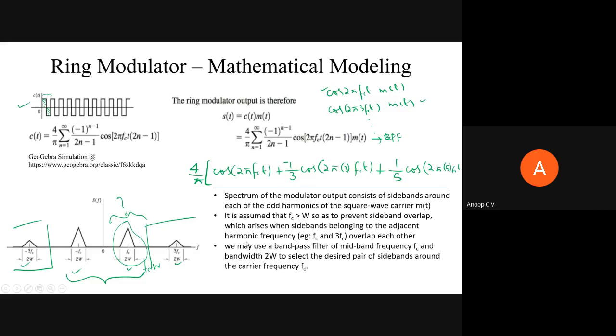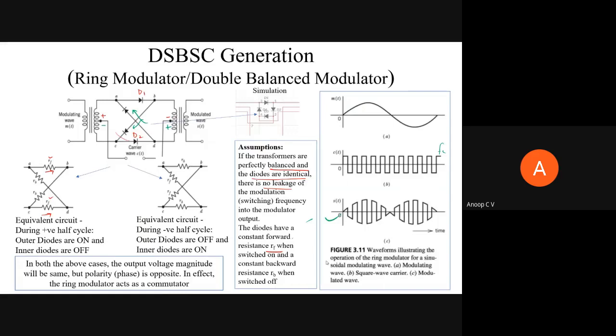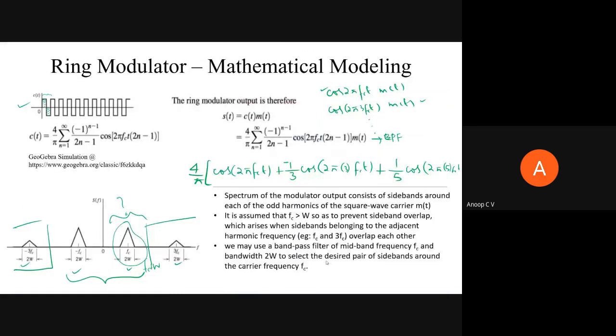So it consists of M of f shifted to fc, 3fc, 5fc, and so on. But to get the desired DSB-SC signal, we should pass it through a band pass filter with midband frequency fc and bandwidth equal to 2w, right? So now is it clear? Do you have any doubt in this? We have discussed the working and the mathematical modeling of the ring modulator output. So in this, do you have any doubt? Yeah, please type yes or no.